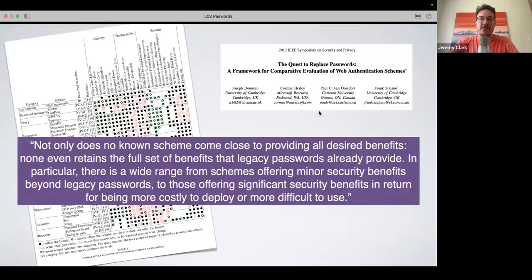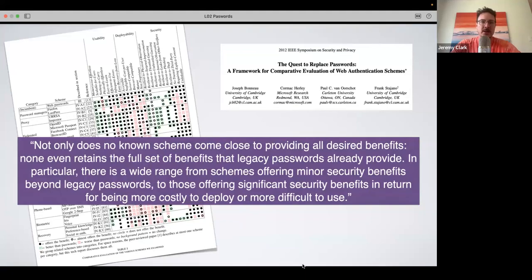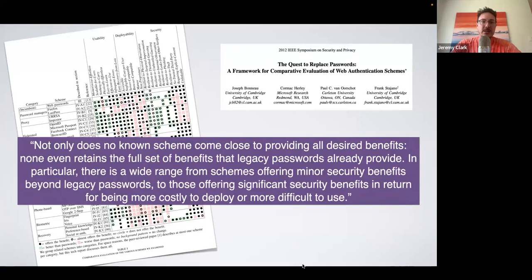The main takeaway from their paper is, I'll just read a quote from early on in the paper. It says, so this is about passwords specifically, "Not only does no known scheme come close to providing all desired benefits," so like nothing gets a full dot all the way across, "none of them even retain the full set of benefits that legacy passwords already provide."